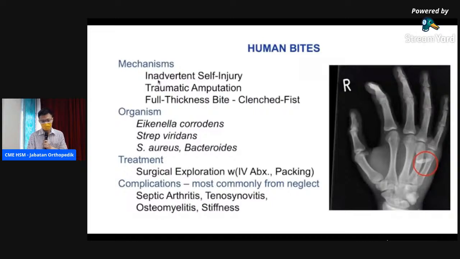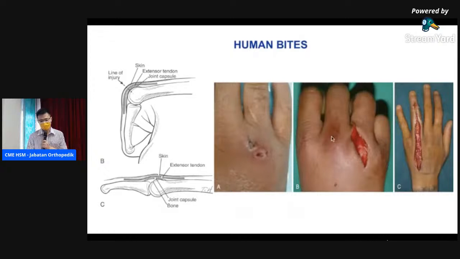So any cut in the capsule is directly into the MCP joint already. And another thing is the tendons. When the finger is flexed, as we are always doing, if you're not doing some fancy kung fu, the punch is always with a flexed finger, okay? Flexed fingers, the tendons are overlapped.